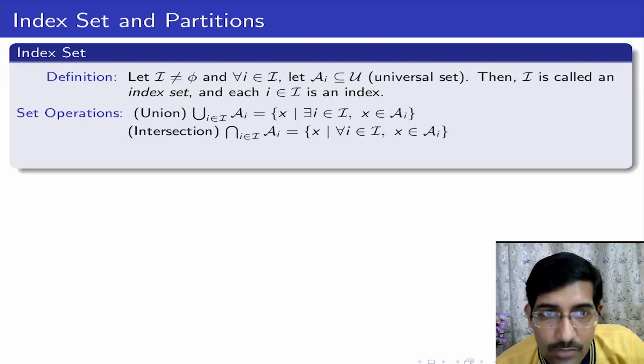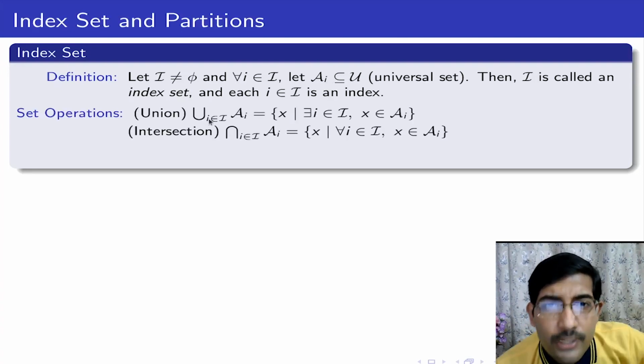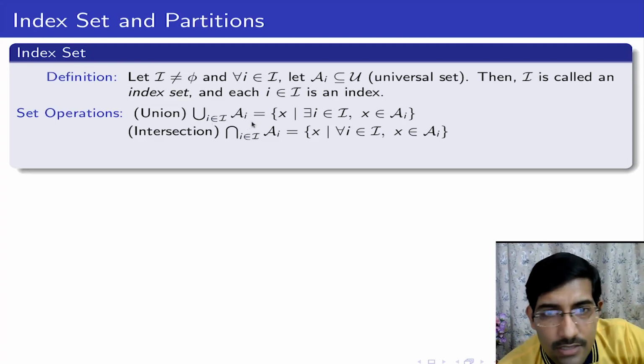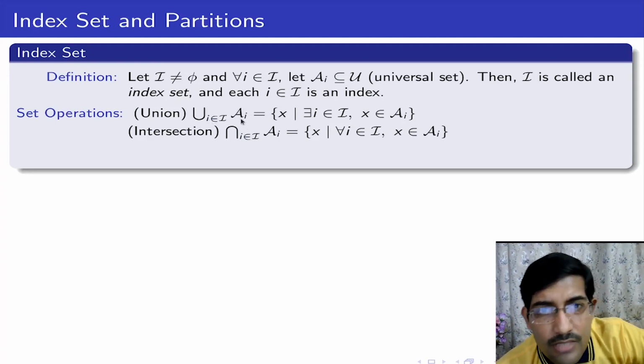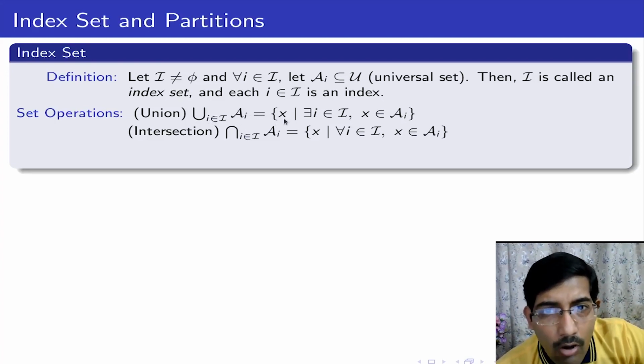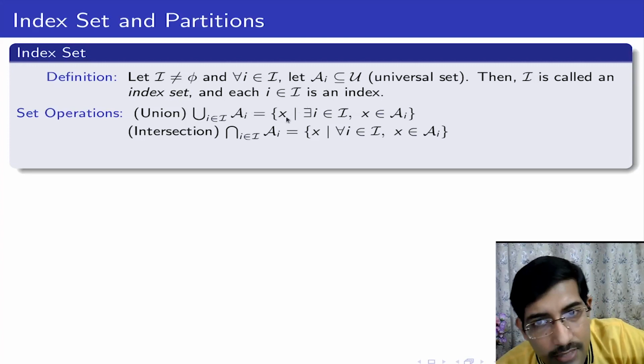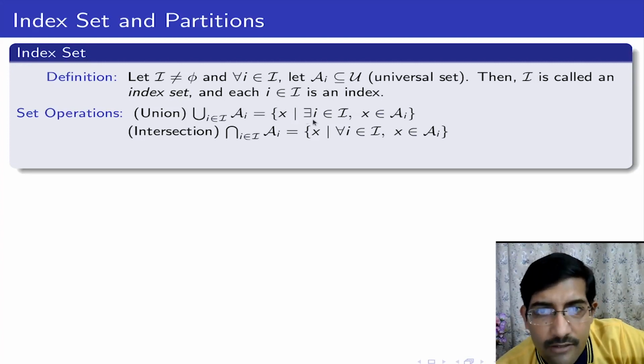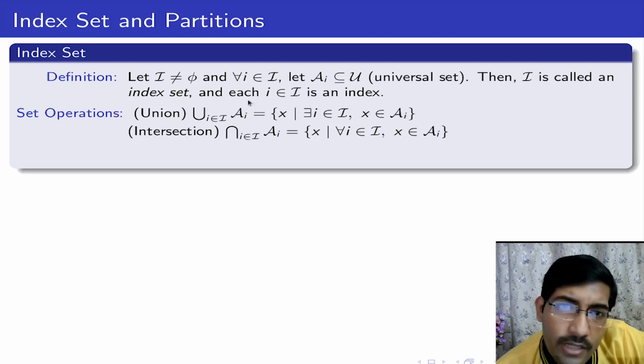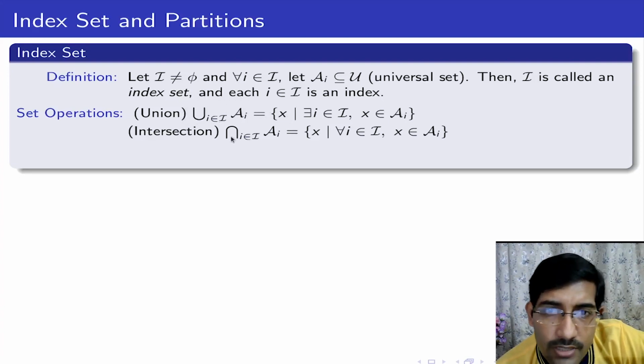formal implications of this. However, for the set operations, the union is just saying that all the elements that are present in either of these sets are kept. So if an element is in A1, I keep it here. If an element is in A6, I keep it here. If an element is in A10, I keep it here. Every element should be present. So there exists an index i where this element belongs, then only it will be in my union set.